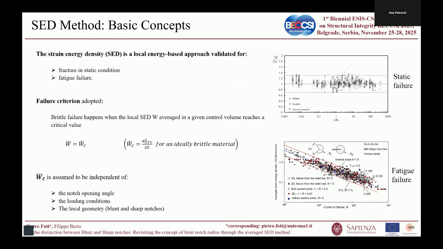About the method that we considered in this work, it is the average strain energy density method. That is a method that has been validated to account for fracture both in static condition and in fatigue failure. And the very basic idea of this method is that under static condition, failure happens when the local strain energy density averaged in a given control volume reaches a critical value. In fatigue it is actually the same, but we are talking about a critical value in fatigue condition. The important thing to highlight is that this critical value is independent of the notch opening angle, the loading condition, and the local geometry.